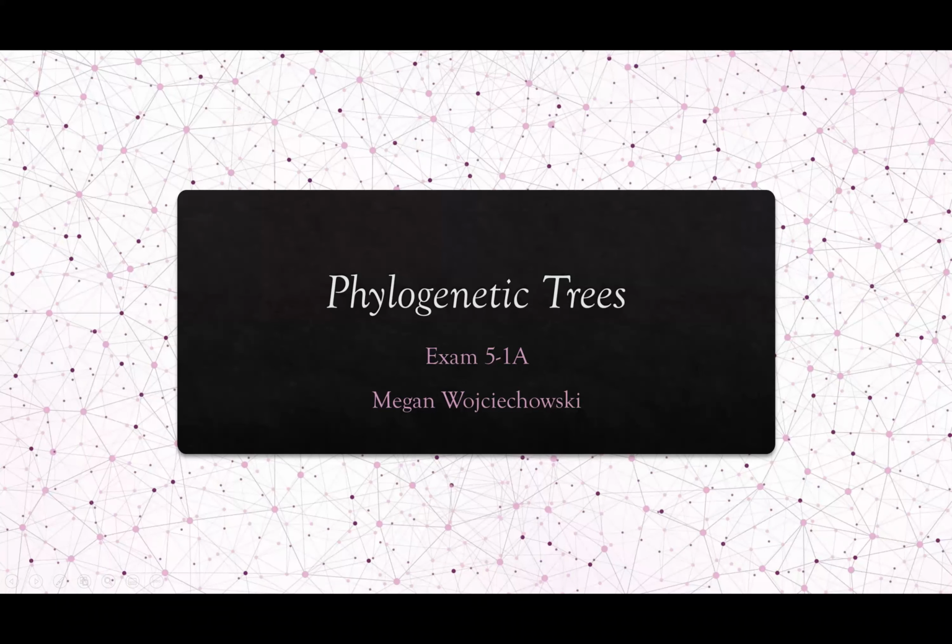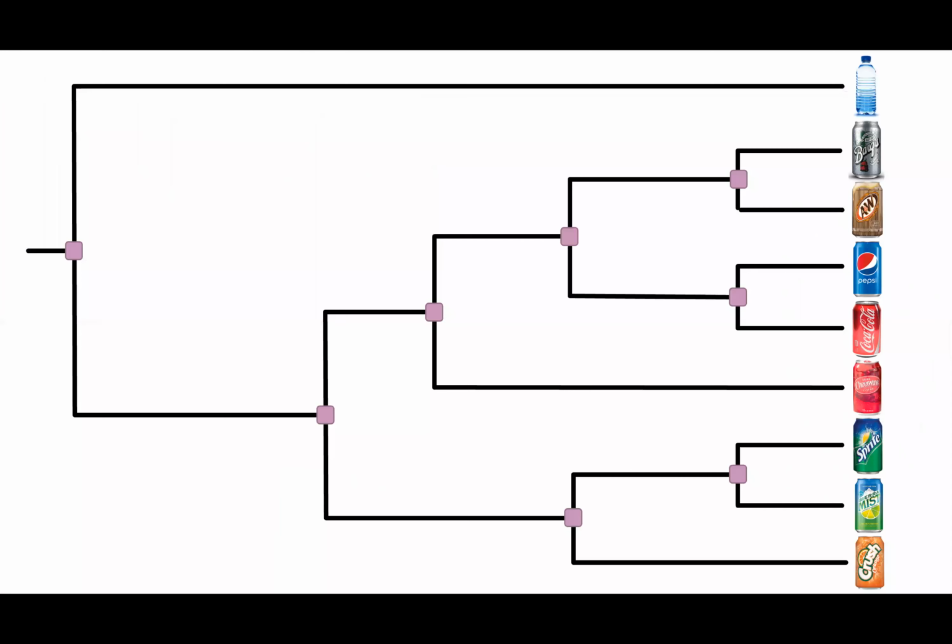Hi, my name is Megan Wojciechowski, and today I will be showing and explaining a phylogenetic tree that I have created. A phylogenetic tree, like the one shown here, shows the relationship between things based on their characteristics. These things are known as operational taxonomic units, or OTUs.